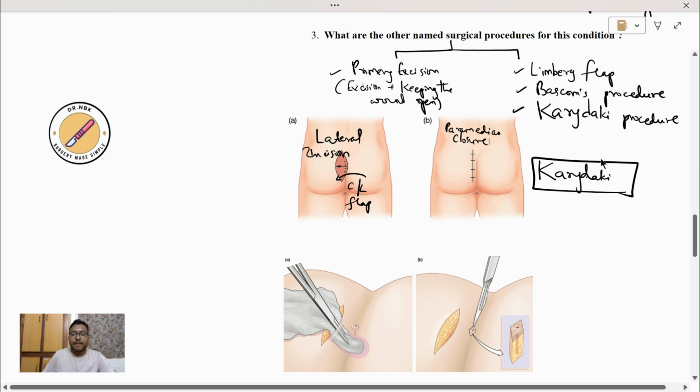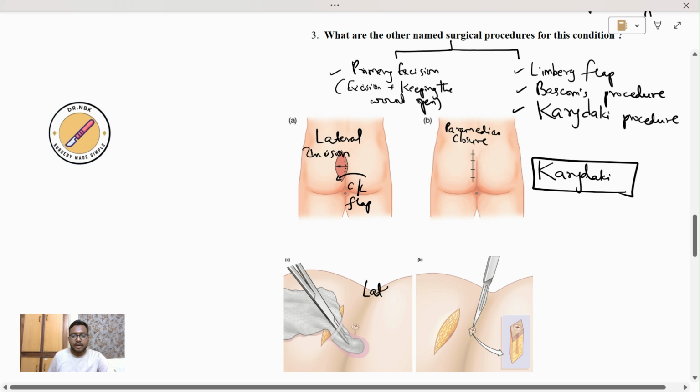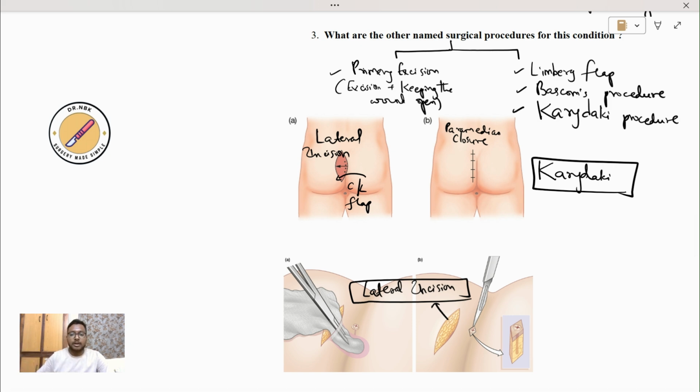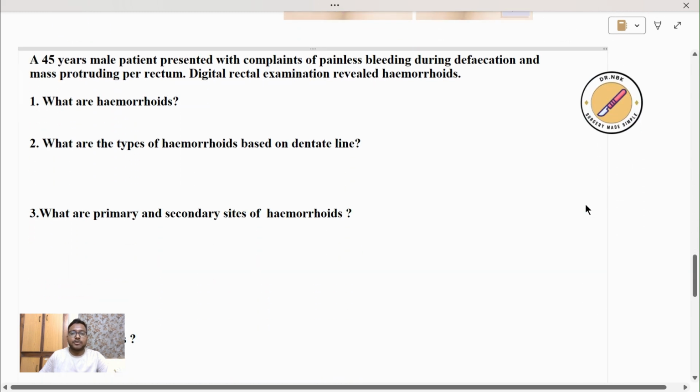Now, what is Bascom's? Here also you are making a lateral incision, but instead of closing it, you remove all the sinus tract. So this is the lateral incision we are making, and you are removing the entire sinus tract which is present in the midline. Okay, right. Then coming to the second case scenario.